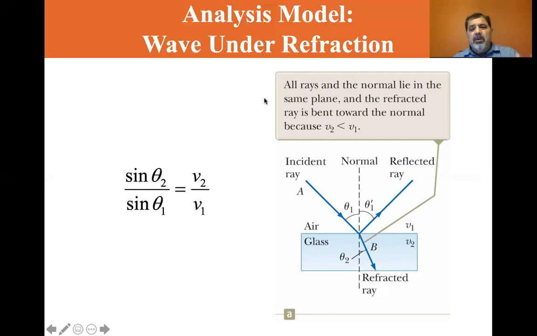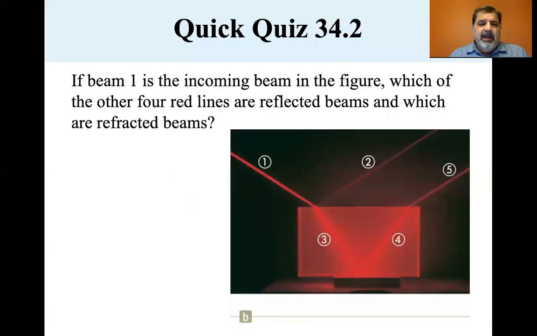What we have here is that sine theta 2 over sine theta 1 is equal to v2 over v1. Those are the angles that we get. The angles are related to the velocity.